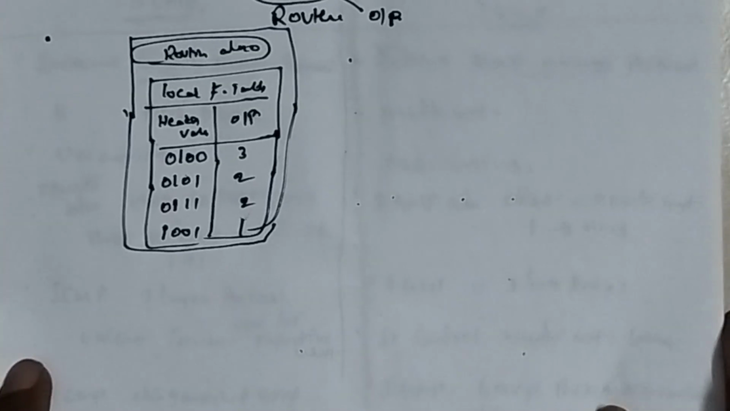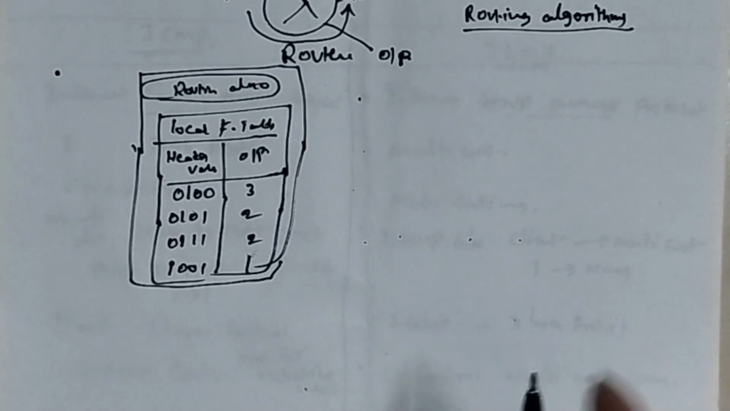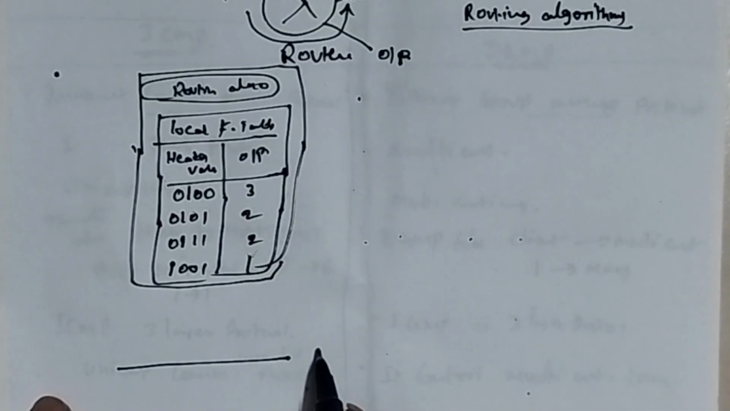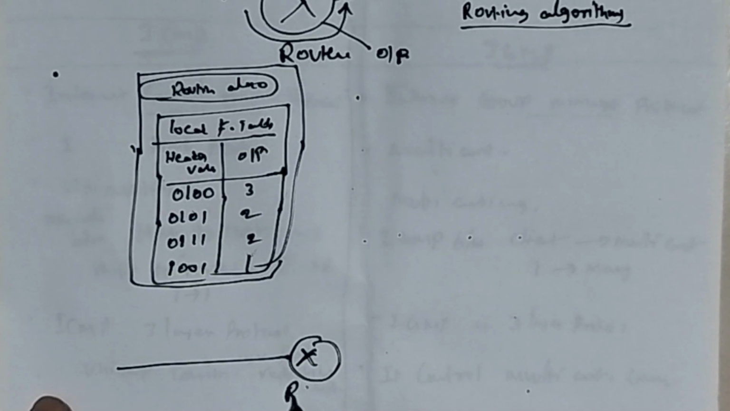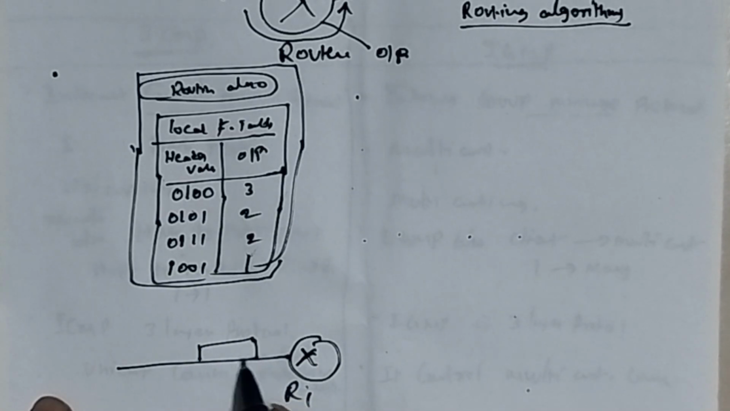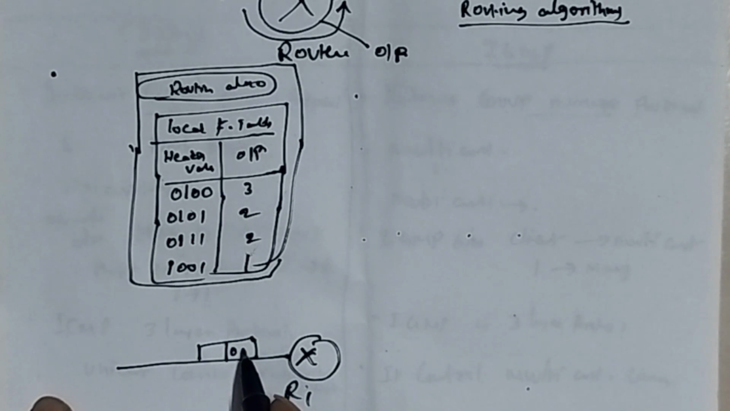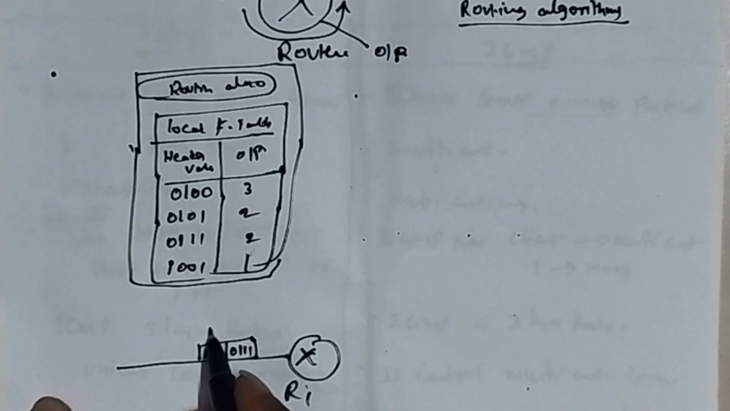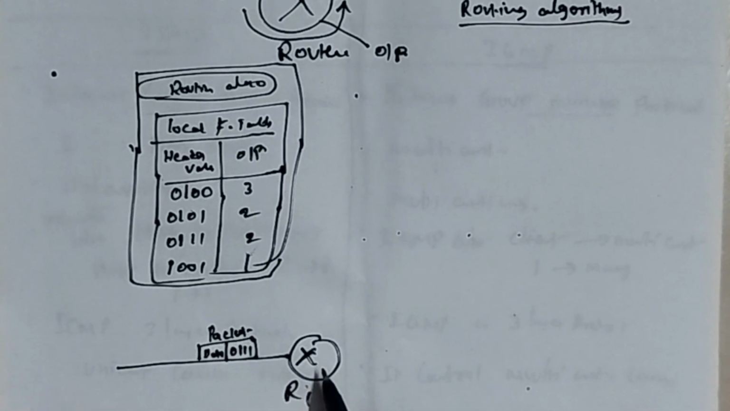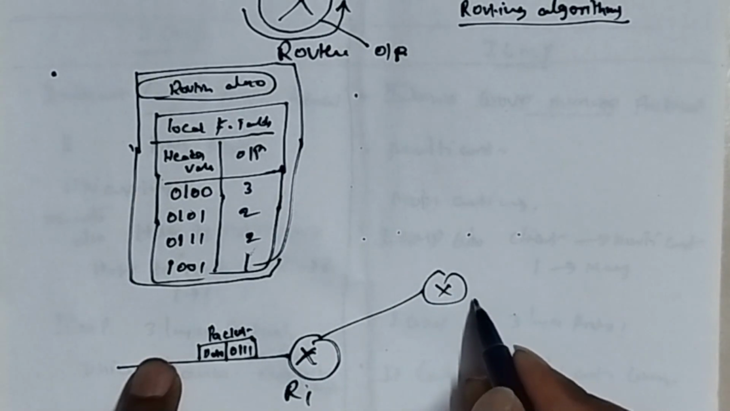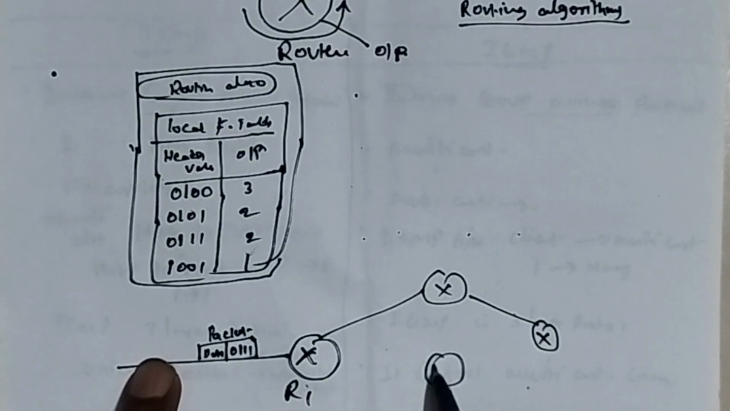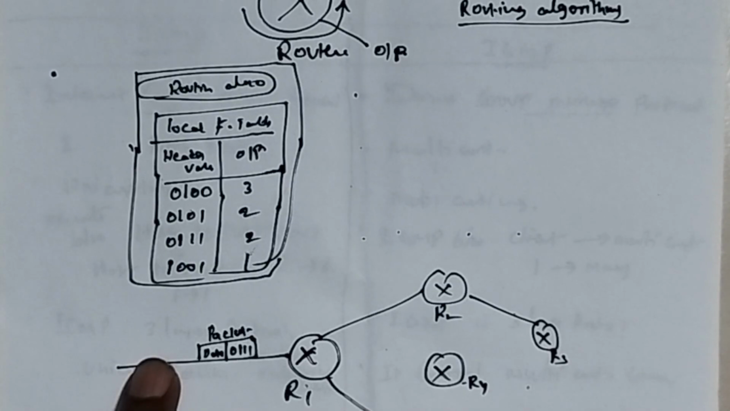Check here. When a data packet arrives at router 1, the data packet contains a header starting with, assume, 0111. This is the data packet. Here, the network contains several routers: router 2, router 3, router 4, router 5, and router 6.